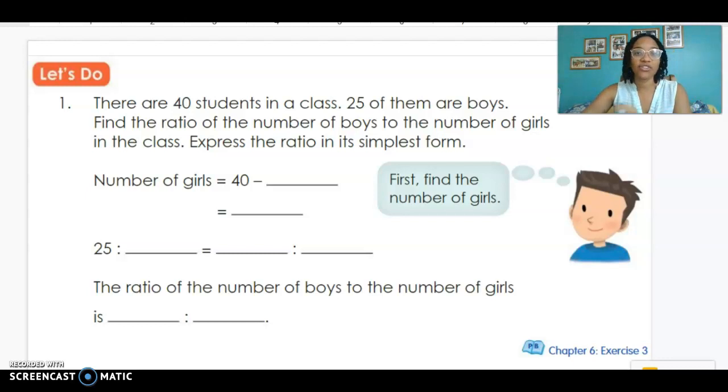Every time we find that answer, we need to look to see if the terms in our ratio show up on the same times table. 25 and 15 are both part of the 5 times table. So we can reduce or simplify the ratio 25 to 15 to the ratio 5 to 3, because 5 times 5 is 25 and 3 times 5 is 15. So the ratio of the number of boys to the number of girls is 5 to 3.